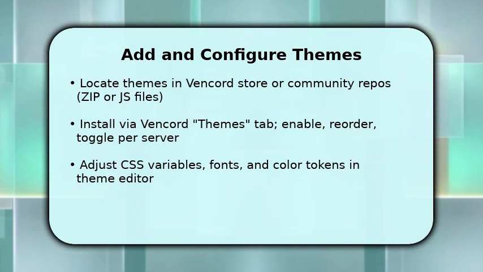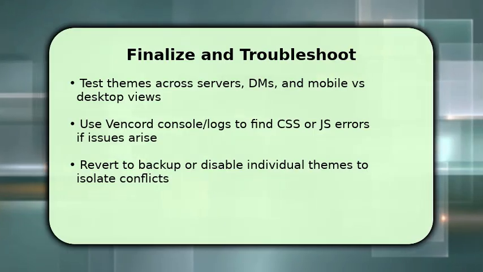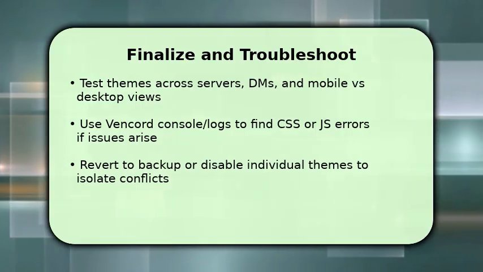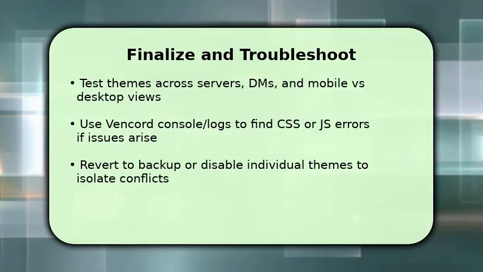Finish by validating the theme across common views, servers, DM, and the overlay. If something looks broken, open Vencord's console to check for failed resource loads or CSS parse errors. That tells you whether a token name or selector changed.